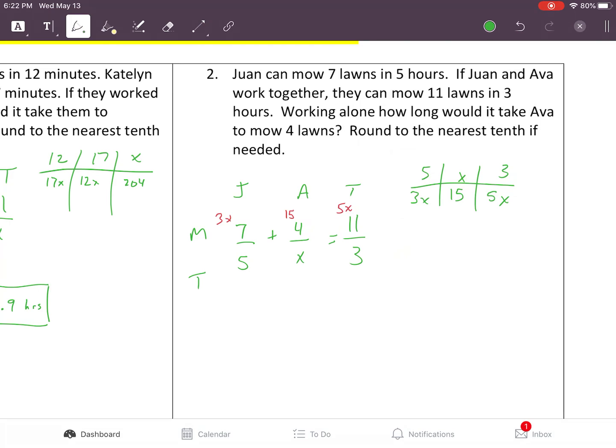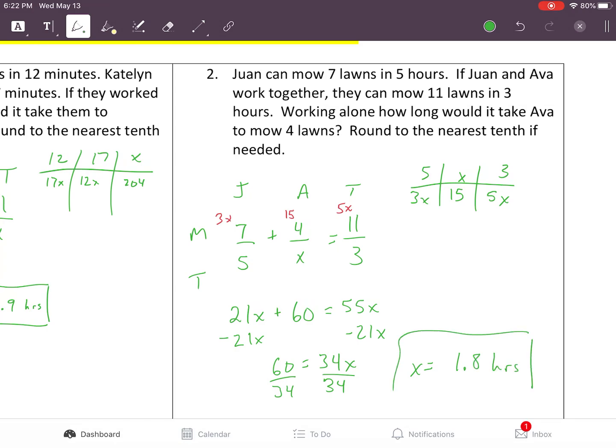So we got 7 times 3x is 21x, plus 15 times 4 is 60, equals 5x times 11, which is 55x. We're going to subtract 21x from both sides to get all the x's on one side. So we have 60 equals 55 minus 21, which is 34x. Divide both sides by 34, and x will equal 1.8 hours. And there we go. That is it.